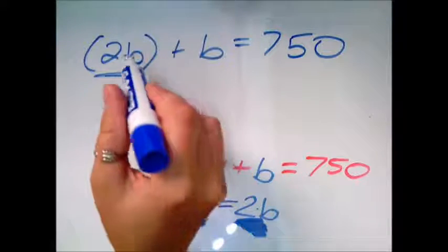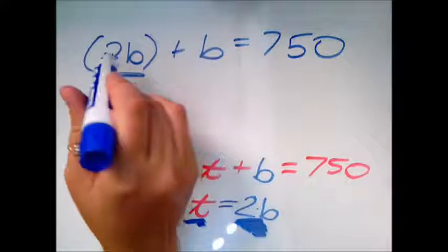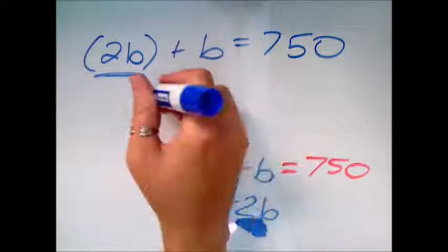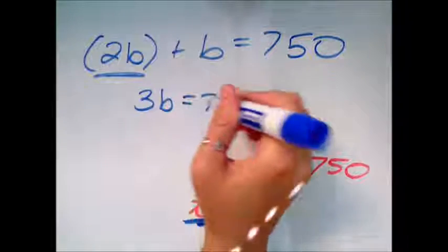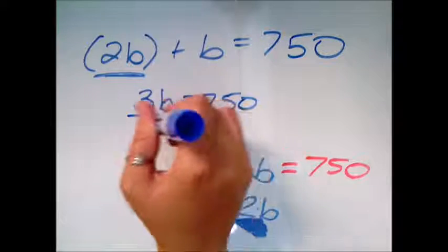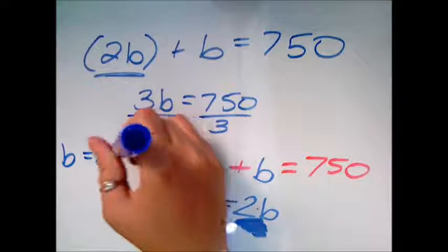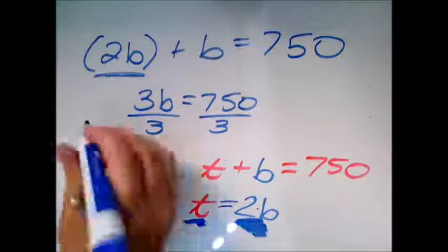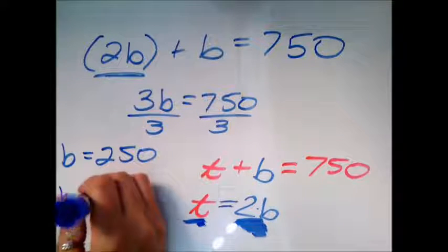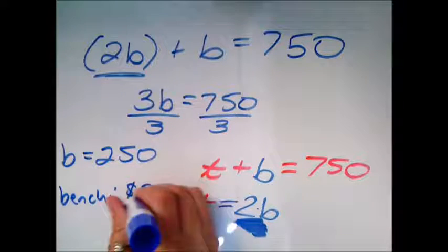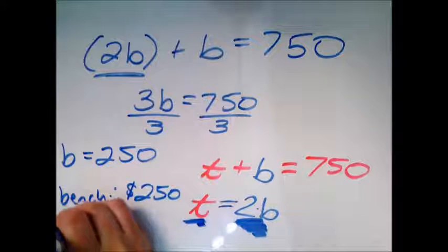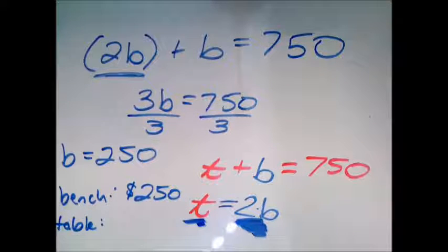And so now notice I have an equation I can solve for the price of the bench. So 2B plus B gives you 3B equals 750, and then divide both sides by 3. So it looks like the bench costs $250. And then I can use that to figure out what the table was. I can either put it here and say, well, 250 plus 500 would give me 750. But let's check it in the other one also.